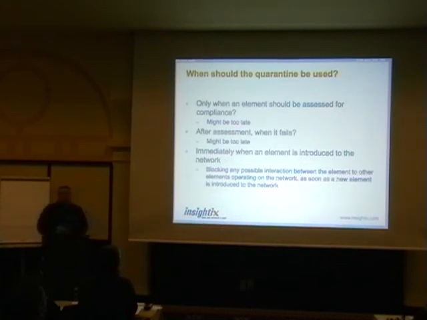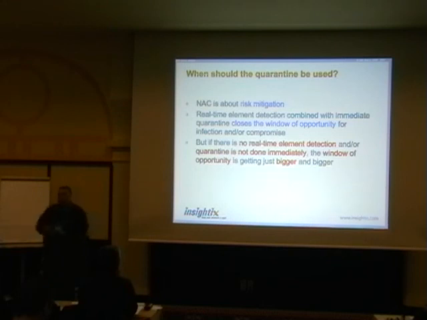Also, when is the quarantine enabled? Only when an element should be assessed, after the assessment or immediately? And the answer is immediately. Because we don't know the device. We don't know what this device holds. We don't know what's running on this device, and we don't know if the user is authenticated, or if the device is authorized, and it's actually happening here.